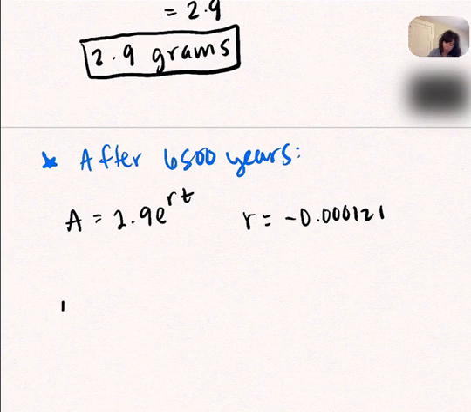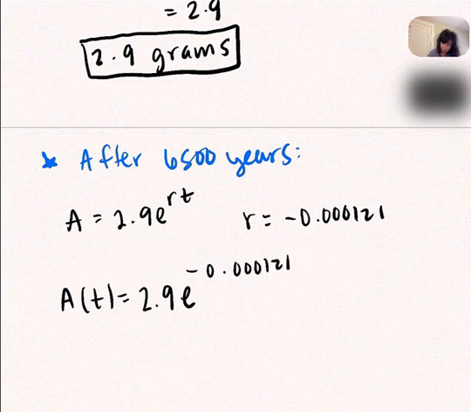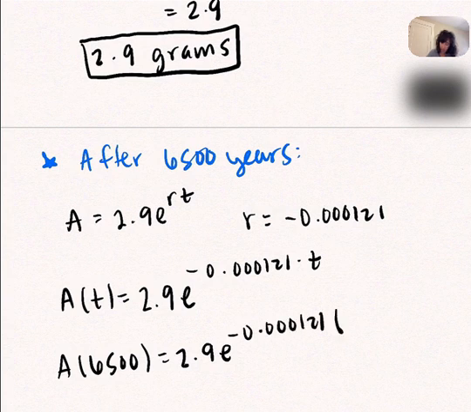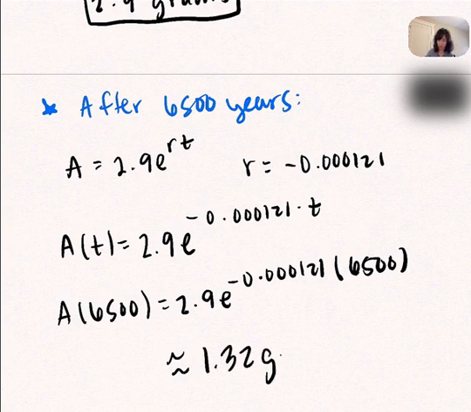And so our formula that calculates how much carbon-14 is in the soil is 2.9 e to the negative 0.000121 times t. Now, if we want to know how much carbon-14 is in the soil after 6,500 years, all we have to do is plug 6,500 into this equation. Then we can use our calculator to figure out what this number is. You should get about 1.32 grams.